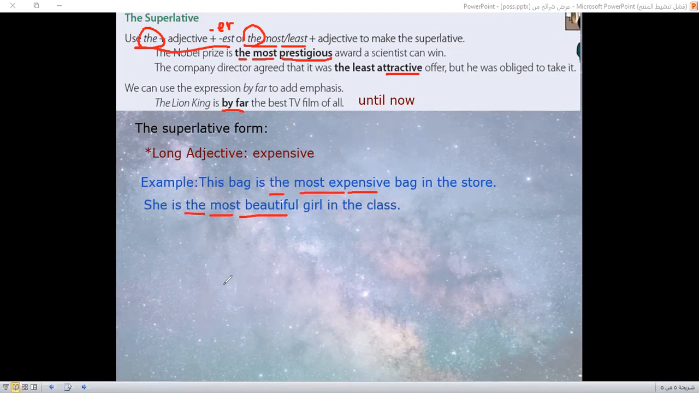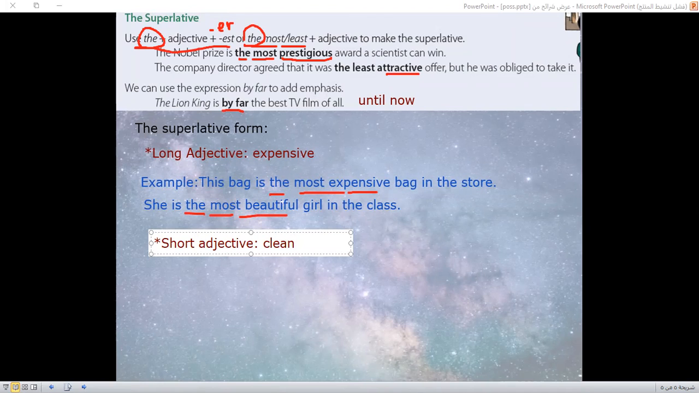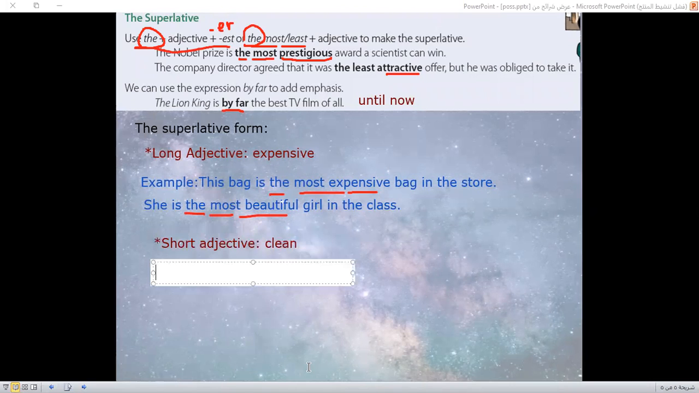Yes. Very good. Now, when I have a short adjective, like clean. Okay. So, for example, do you have an example in mind? If you have a short adjective, you're going to add the and then the adjective and then est.